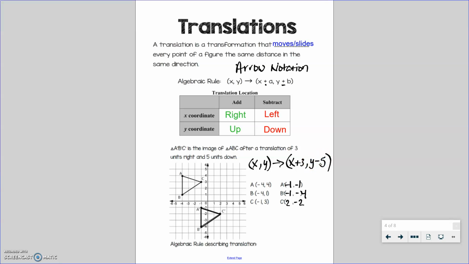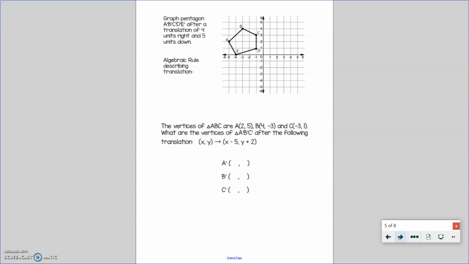So y minus 5. This helps us get our new coordinate pairs as well, because I can substitute in my original coordinate pairs and do the math. So let's look at A and A prime. The x value was originally -4. So you have -4 plus 3, comma, 4 minus 5. That'll give you your new coordinate pair. Well, -4 plus 3 gives us -1, and 4 minus 5 gives us -1, which is how we get A prime. Let's take a look at our next example.